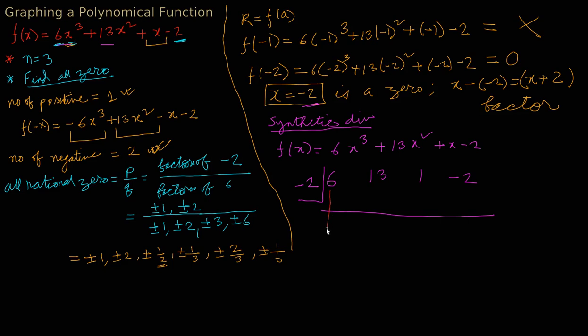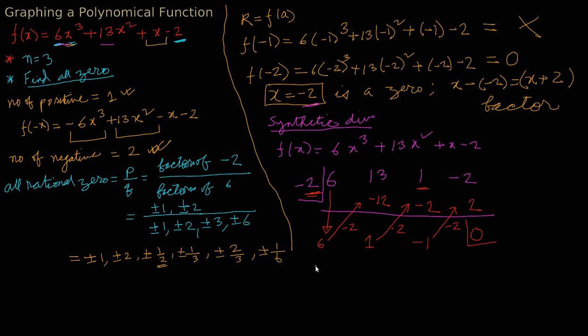So I'm going to take down 6 down here, and then I'm going to multiply 6 with this -2. So 6 multiplied by -2 is -12, and if I add these two, I'm going to get positive 1, and then I'm going to multiply positive 1 by -2, so it is going to be -2. If I add these two terms, positive 1 and -2, I'm going to get -1, and then I need to multiply -1 with -2, so I get +2. If I add this 2, I get 0. So my remainder is 0. Of course, that's what is expected.